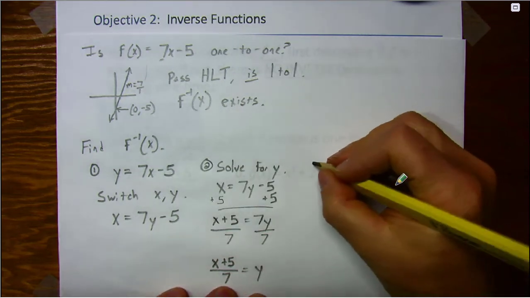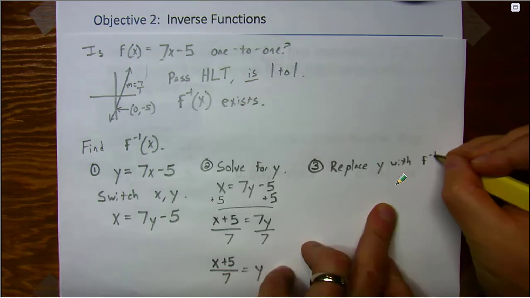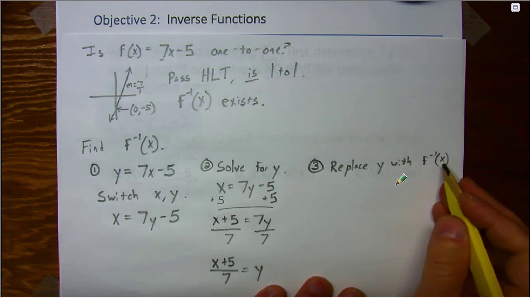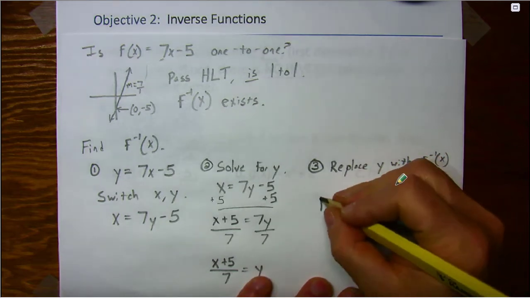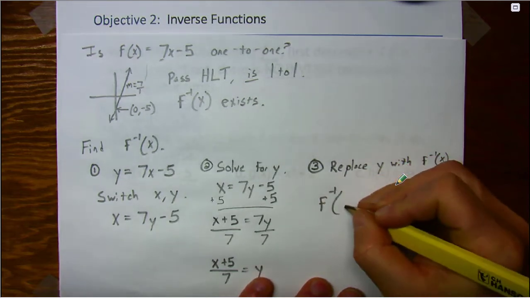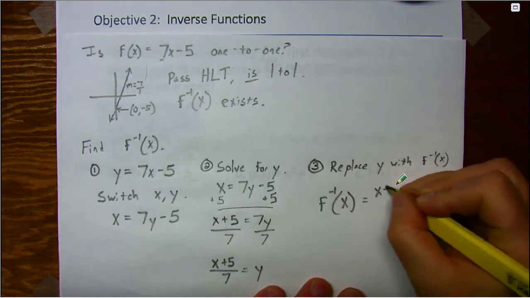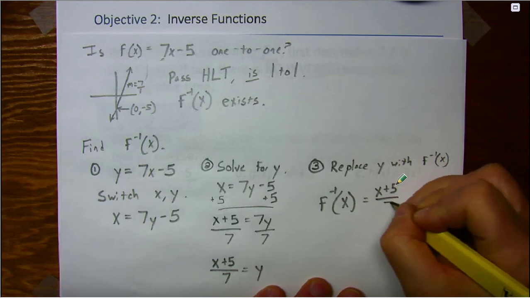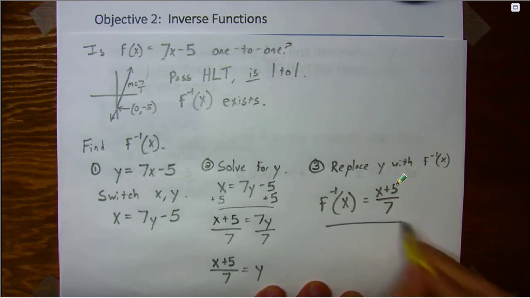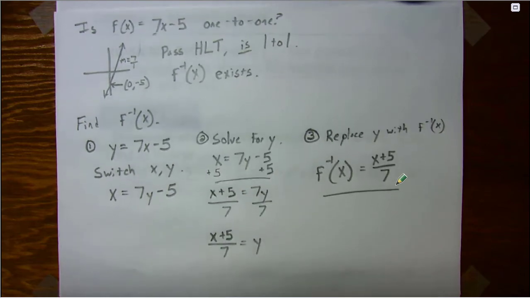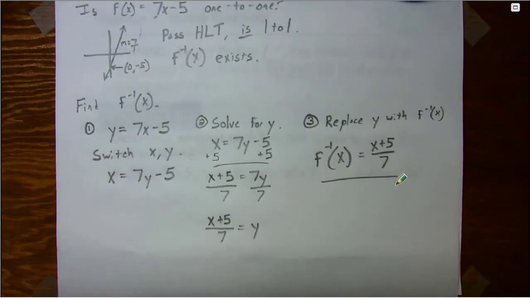In step 3, we're going to replace our y value with the name of the inverse function. And so we can conclude that the inverse function is x plus 5 divided by 7. There it is. We're done. Now we should see if it actually works. Let's see if the inverse function does what it's supposed to do.